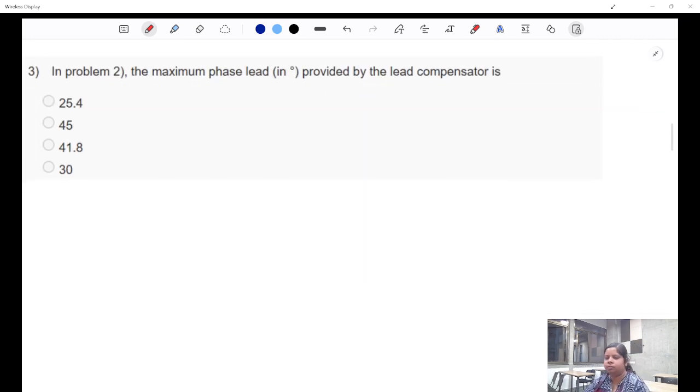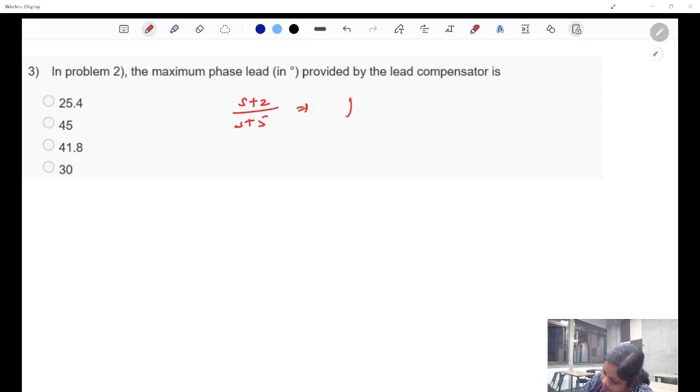Let's move to the third question. In the same problem, the maximum phase lead in degrees provided by the lead compensator is what? We did a very similar question when we were doing the Nyquist plot, and the transfer function is (s+2)/(s+5). We have to basically construct a Nyquist plot, find the maximum phase, and then at that point find the angle that is being provided. So basically finding the value of phi m.